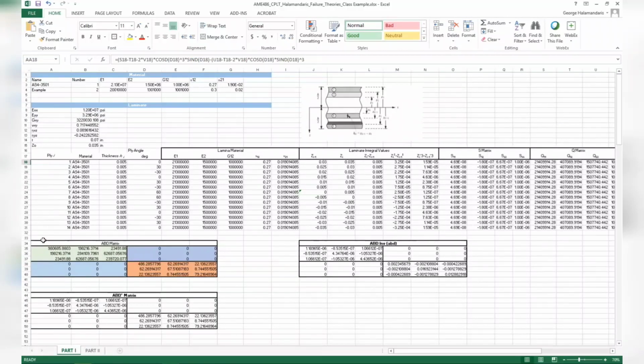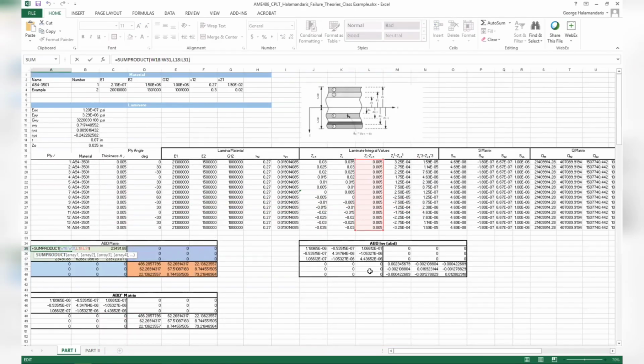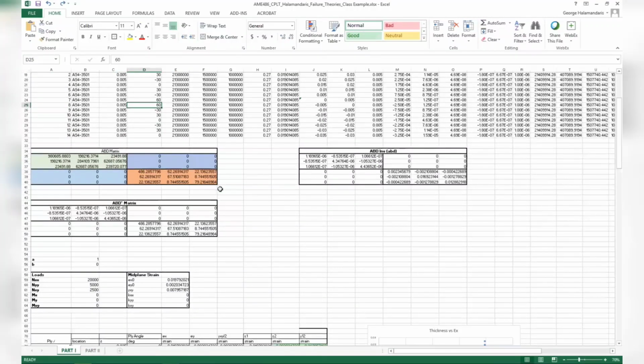So now we have QBar. Now we're able to find our ABD matrix. That's done by a summation of the products, which again, we can see here, QBar, summation of this product, through your thickness. As you can see, the B matrices are 0 because the laminate's symmetric. If I were to change one of the parameters, B is no longer symmetric. The B matrix is no longer 0. So now we have our ABD matrix.